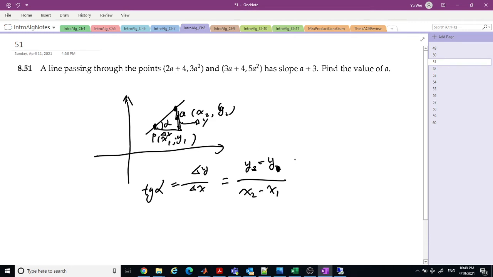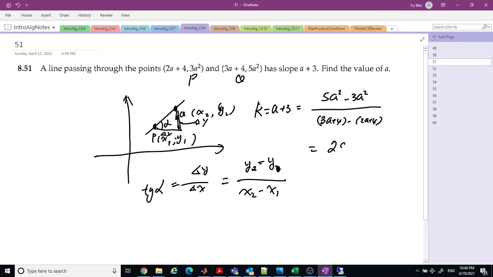So in this case, k is equal to (a plus 3), which is y2 minus y1, where this is Q and this is P, over x2 minus x1. So this one is equal to 2a. So now we can solve a equals 3.